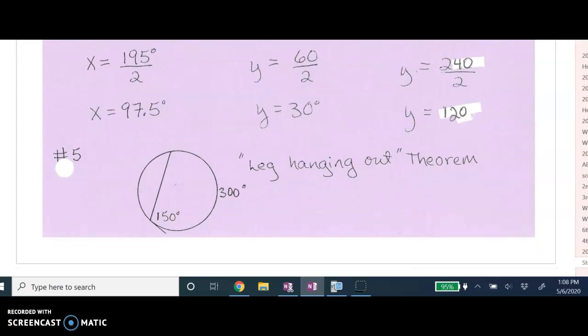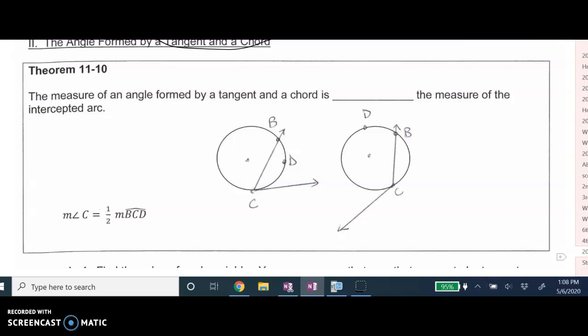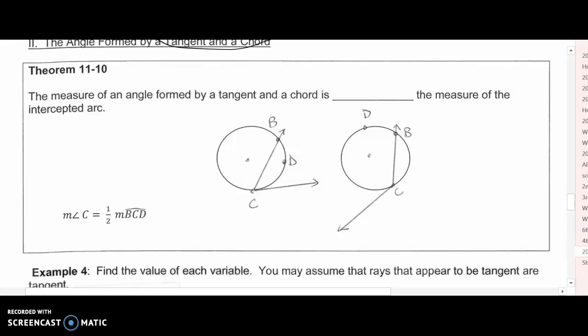I called it the leg hanging out theorem, because we know every angle has two sides, two legs to it. And so what if one of the legs is hanging out of the circle? In both of these scenarios, one leg is going through the circle and one is hanging out of the circle. So I called it the leg hanging out theorem. I was just trying to come up with something that maybe would stick so we could have a name to refer to this strategy.